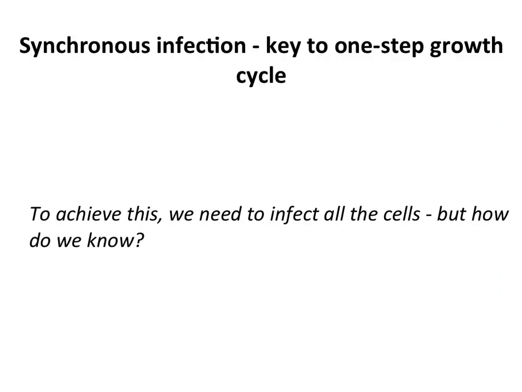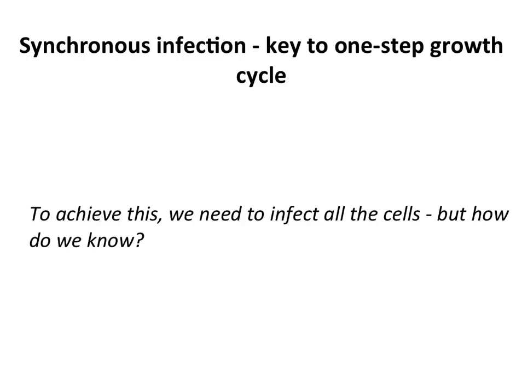Now, when we do these one-step growth studies, we infect all the cells so that they go through the cycle at the same time. That is the key to these growth cycles. It's what we call synchronous infection. In other words, you have to infect all the cells so they go through the cycle all at the same time. So you get sort of a magnification of what goes on in a single cell by the whole culture.